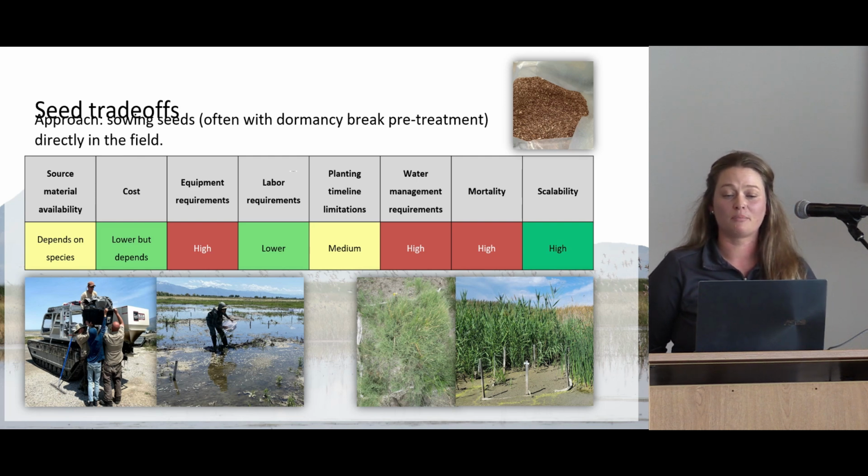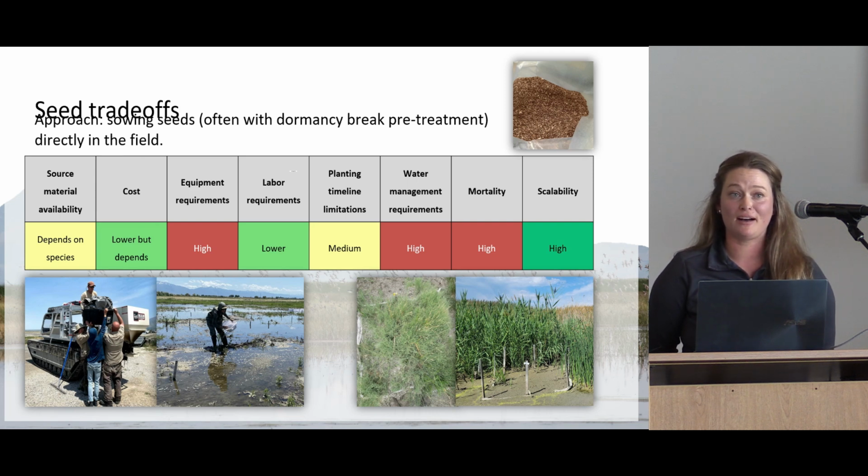The water management requirements here are pretty high. We also have high mortality for seeding. Of course, we're applying seeds, so they're way more vulnerable than using plugs or sod mats, which are more established and can withstand some of these drought conditions or water fluctuations a little bit more. But the scalability is quite high, right? If we are on a landscape that has huge acreage, this is probably going to be a very appealing approach for you.